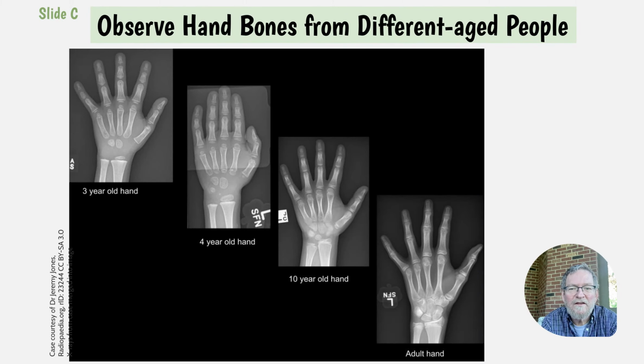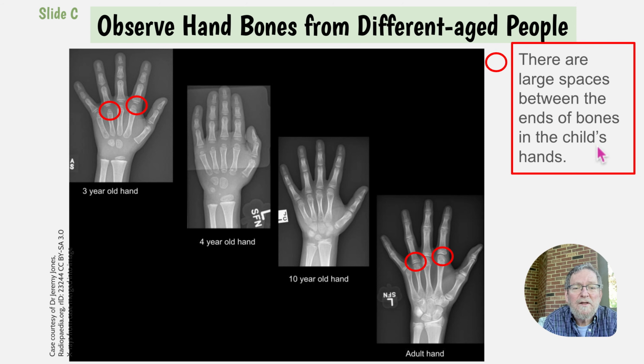So we had you look at these hand bones from different aged people, starting with a 3-year-old, then a 4-year-old, a 10-year-old, and an adult hand. You made comments on what differences and similarities you may have observed. One thing you can see, as these red circles appear here, comparing the children's hand and the adult's hand, is that there are large spaces between the ends of the bones in the children's hands. There are gaps between the bones, they're not as close.